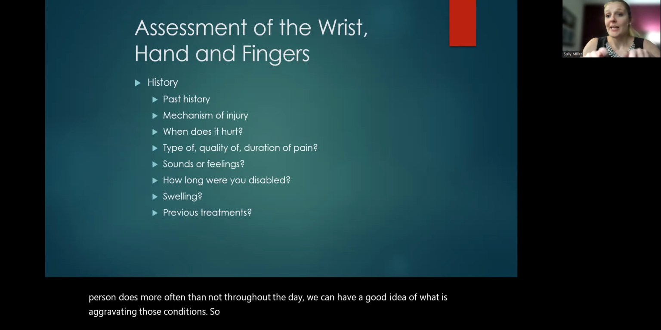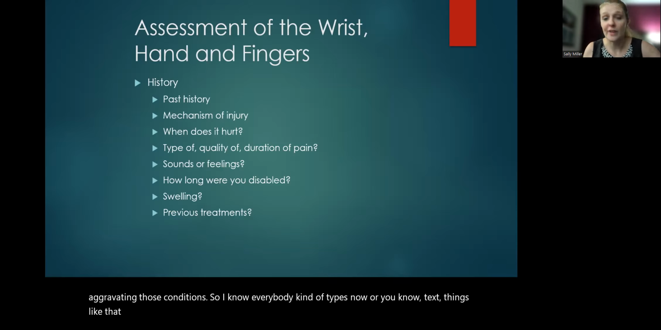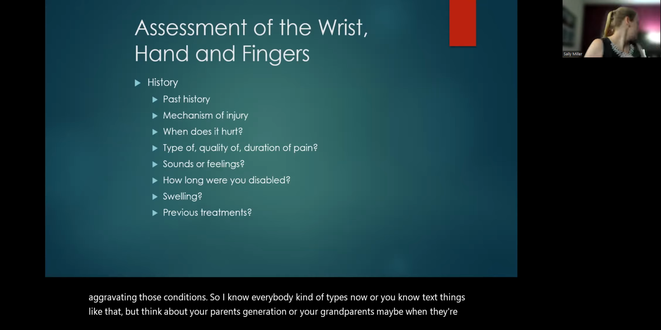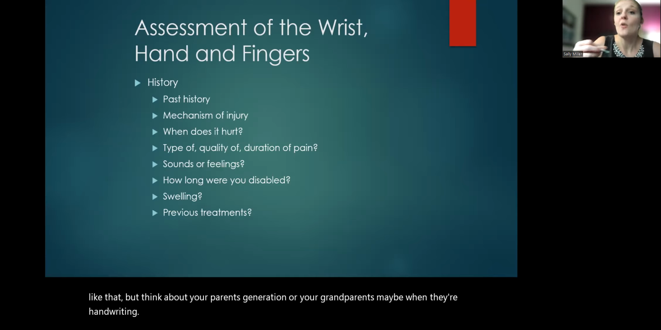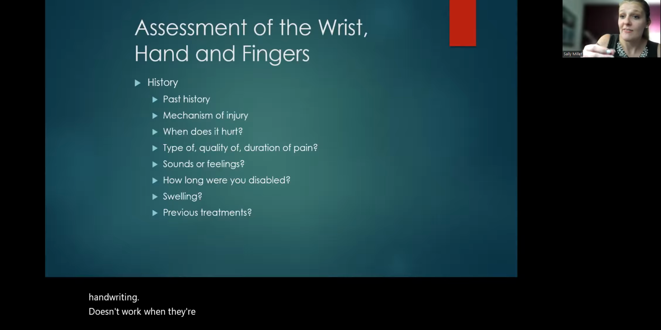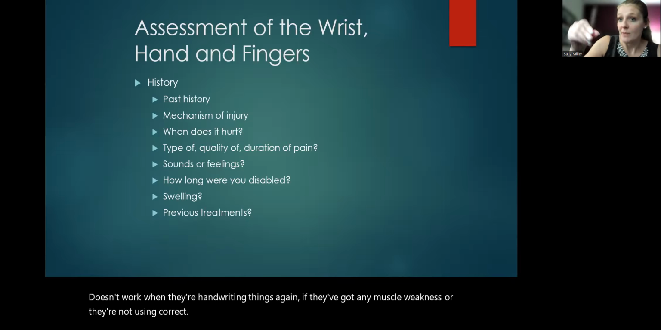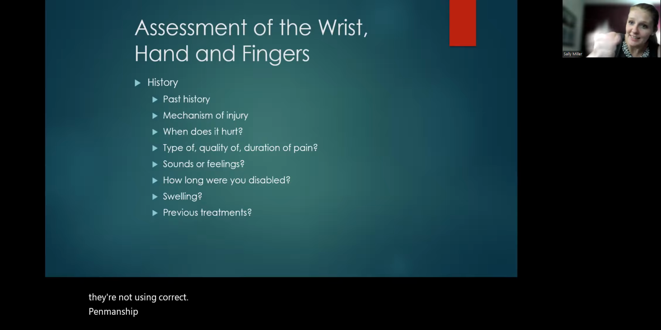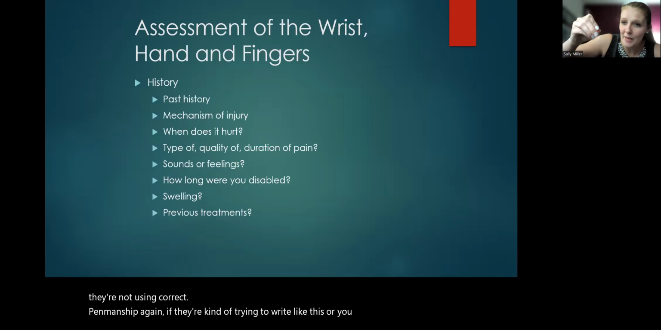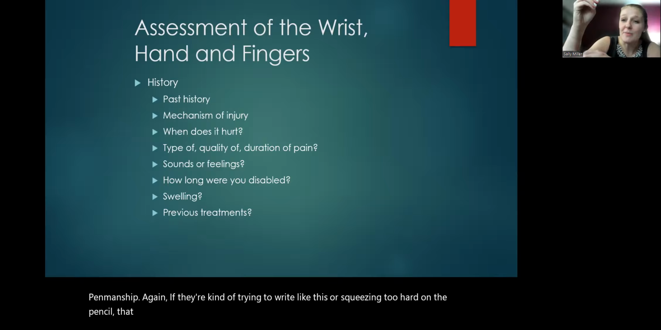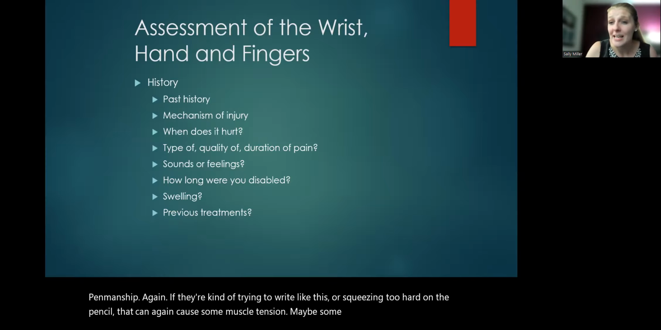So I know everybody kind of types now or texts, things like that, but think about your parents' generation or your grandparents maybe, when they're handwriting things, again, if they've got any muscle weakness or they're not using correct penmanship, if they're kind of trying to write like this or squeezing too hard on the pencil, that can again cause some muscle tension, maybe some tendinous overuse type things.